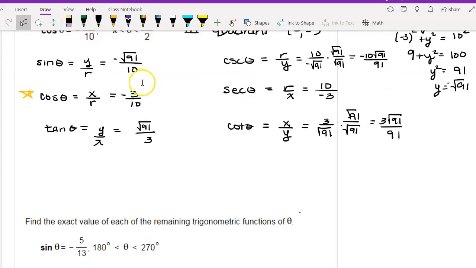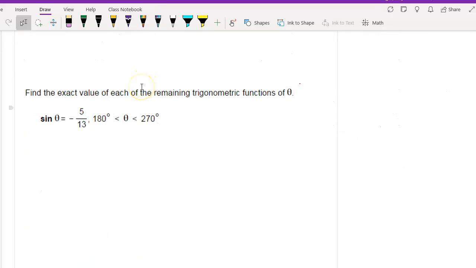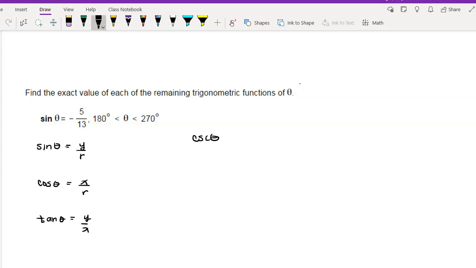Alright, let's do one more of those. It says find the exact value of each remaining trig function of theta. So once again, we're just going to use our ratios. Sine theta equals y over r. Cosine theta equals x over r. Tangent theta equals y over x. We'll do their inverses, so we get cosecant theta equals r over y. Secant theta equals r over x. And cotangent theta equals x over y.